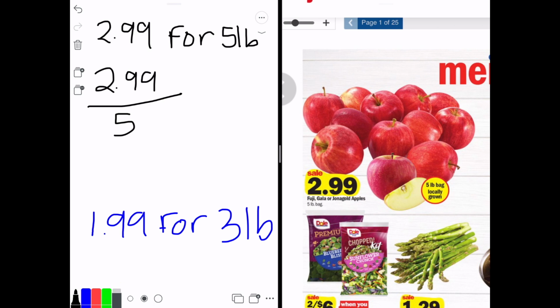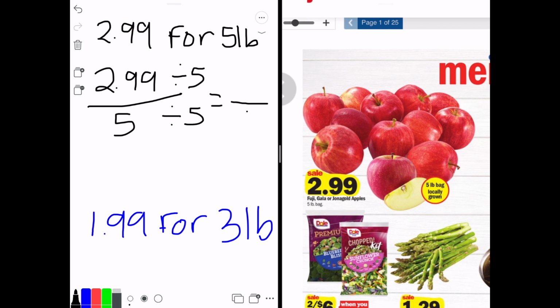I'm going to erase this so it's not distracting. And I want to find the unit rate, which means I want to know how much 1 pound of apples costs so that I can compare it to the Walmart price down here and see which place I should go to get the cheaper apples. So I need to make sure that my denominator is a 1. So I'm going to divide by 5, divide by 5.